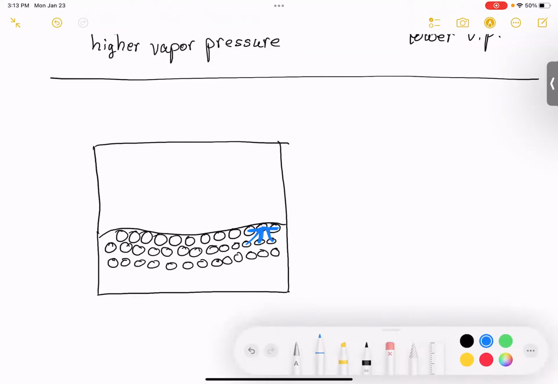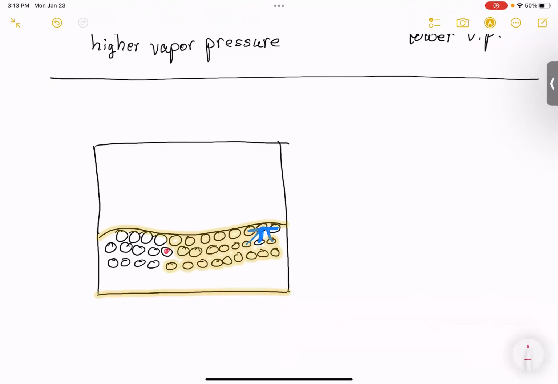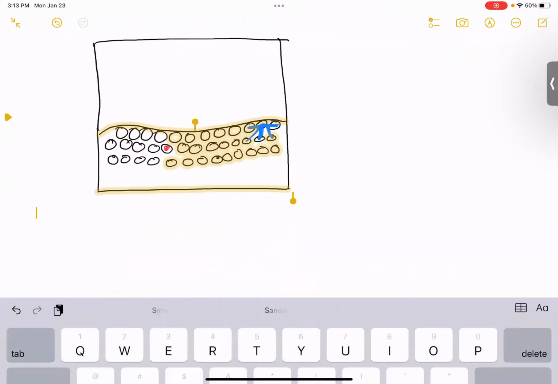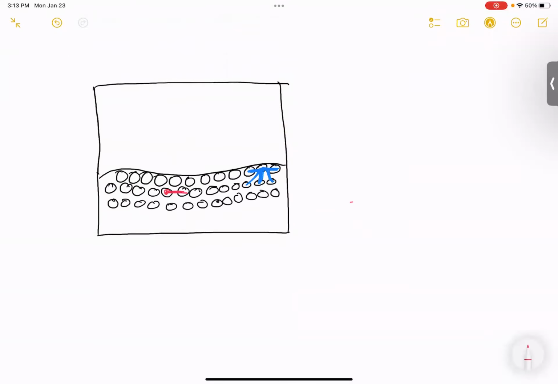Now, when you look at a molecule that's in the center, you have even greater numbers of attractions between those molecules, because there's greater numbers of molecules that surround it. So a molecule on the surface is going to have a lower set of intermolecular forces than the molecules that are in the center.